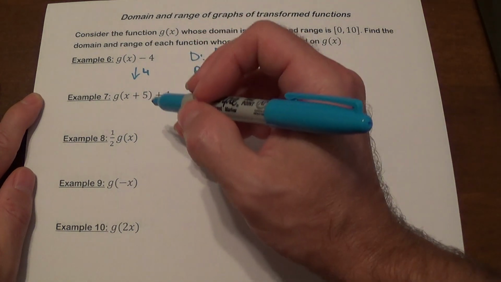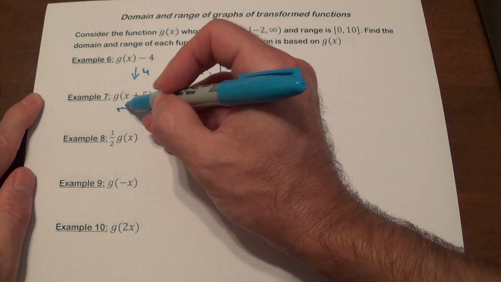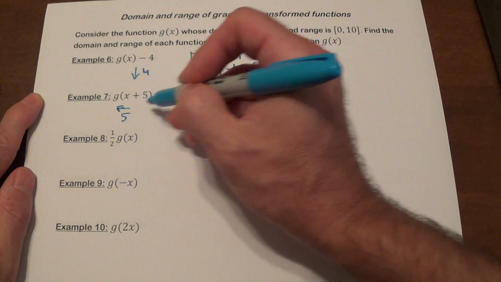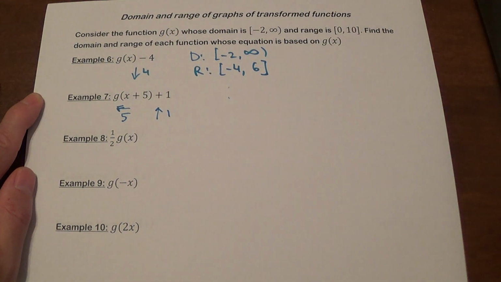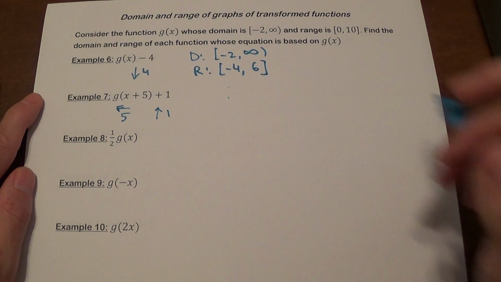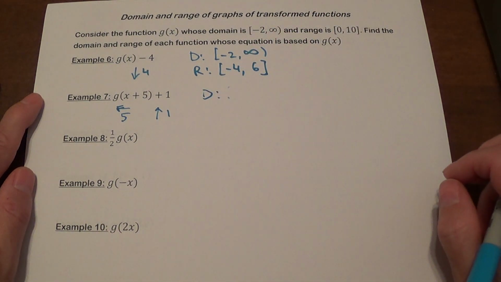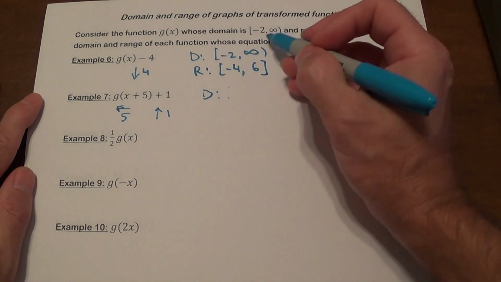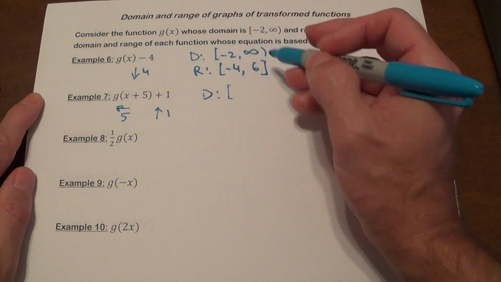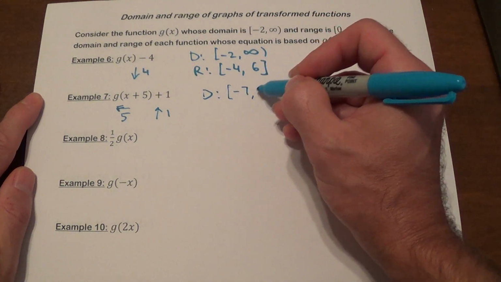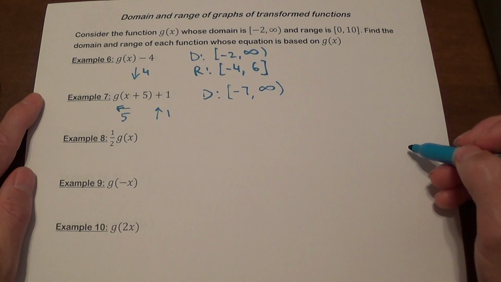What's happening here? There are 2 things happening and you have to be careful. It is going to be shifted 5 units to the left and 1 unit up. We are actually going to impact both x and y. So as far as x, our domain is going to shift 5 units to the left. So instead of starting at negative 2, it is going to start 5 units earlier. It's going to start at negative 7. Infinity cannot be affected.